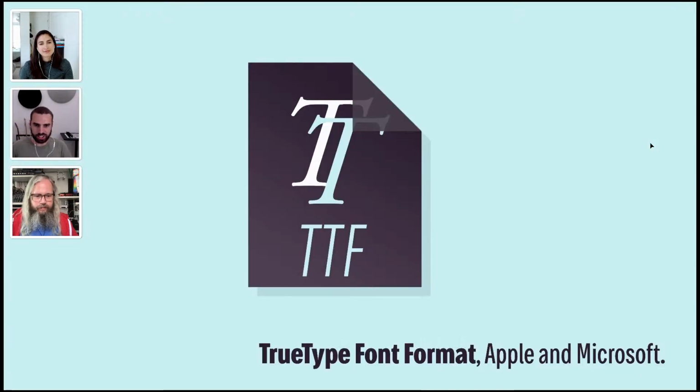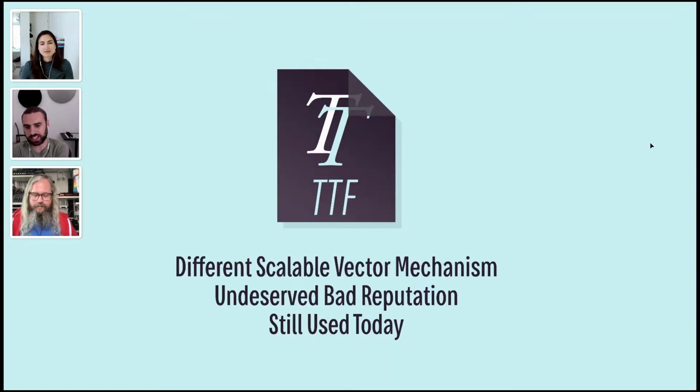Afterwards, Apple and Microsoft wanted to compete with Adobe, which had Type 1 dominating the market, and created TTF, a new font format. It had a different scalable vector mechanism. What does that mean? I showed you the Bezier curves. It's basically similar, but they work in a different way. It's a different way to arrange the Bezier curves.